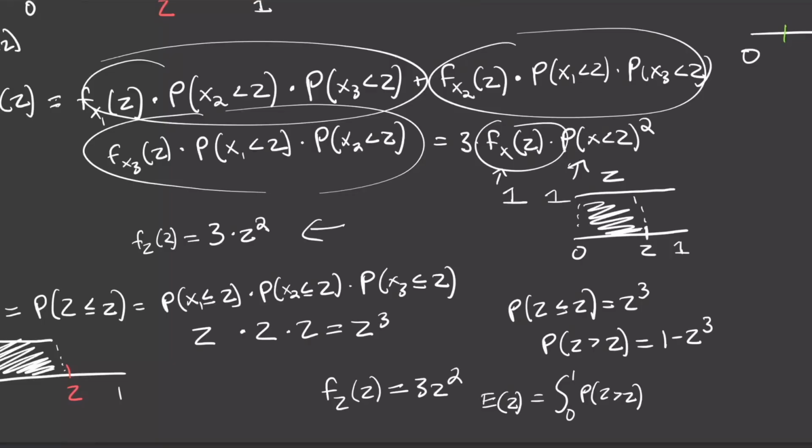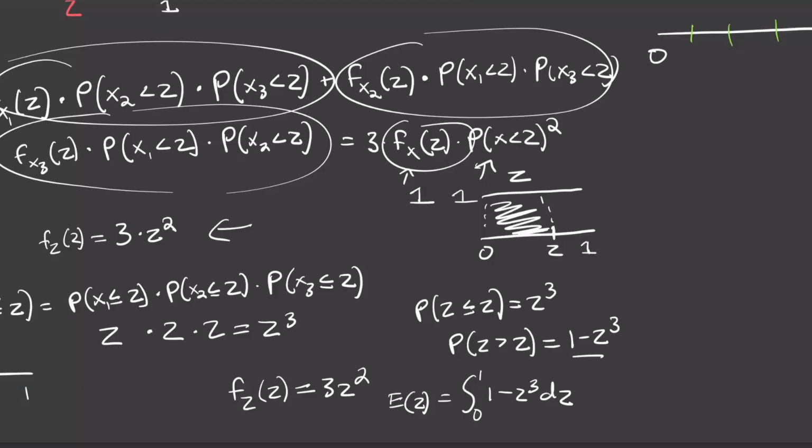We plug in this right here. We get the integral from 0 to 1 of 1 minus z cubed, with respect to z. And then we can just take this integral right here. That's just going to be equal to 1. And then when we take the integral of negative z cubed dz, it's just going to be z to the power of 4 divided by 4, evaluated from 1 to 0, which is just equal to 1/4. So we get 1 minus 1/4, which is 3/4. Again, the exact same thing that we got in the previous parts.